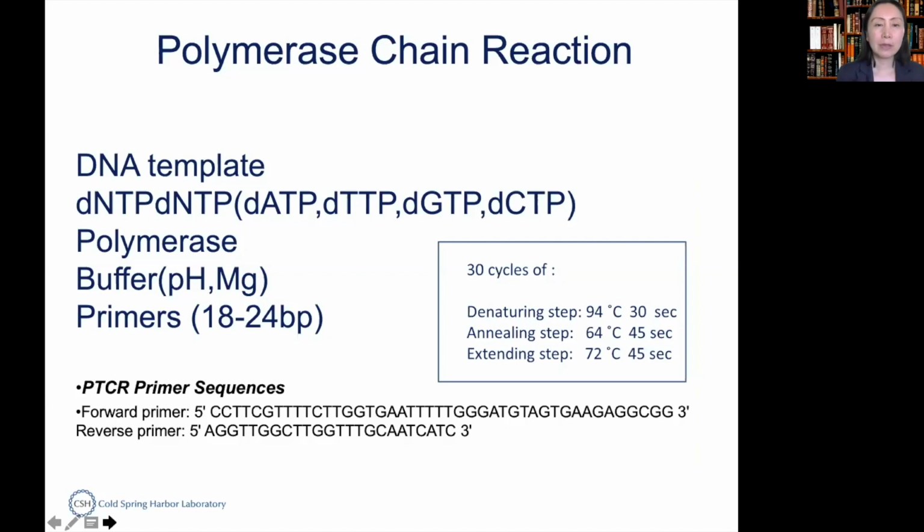At the bottom of this slide, I listed the forward primer and the reverse primer sequences. So that's the primer we used. For each different polymerase chain reaction, we need different primer sequences to achieve the specificity of the amplification.